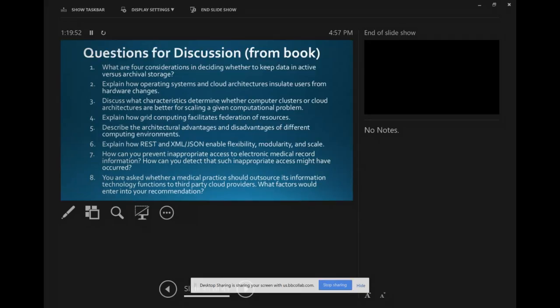So you're asked whether a medical practice should outsource its information technology functions to third-party cloud providers. What factors would enter into your recommendation to either outsource or not outsource them? Think about that for a second.